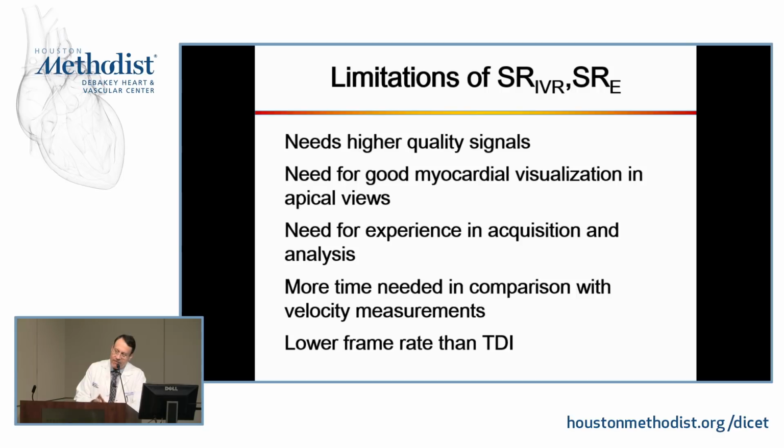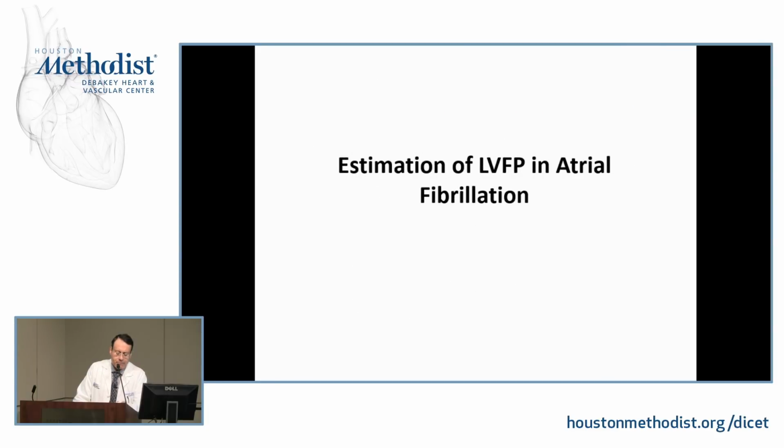And if you're looking at very fast heart rates, then with the frame rates that we currently use with speckle tracking, you can miss events, for example, those that occur during the isovolumic relaxation period. So these are the limitations for the use of these signals. How about specific patient populations?